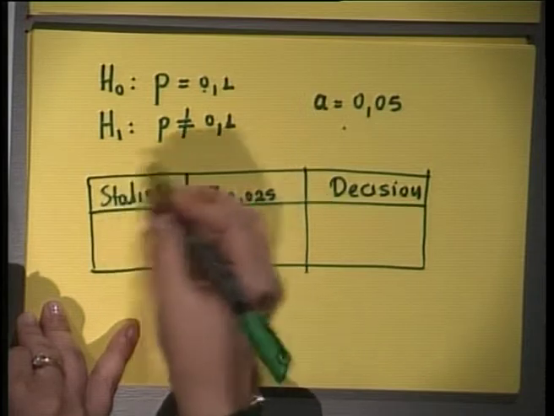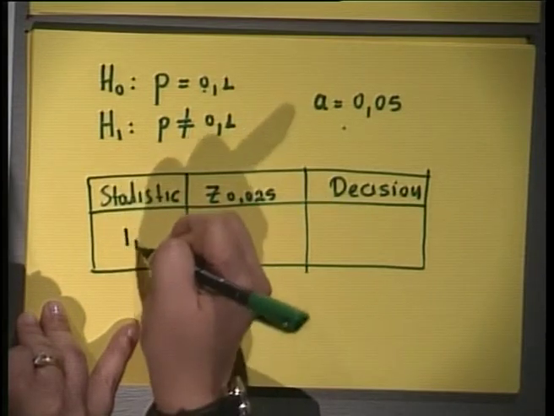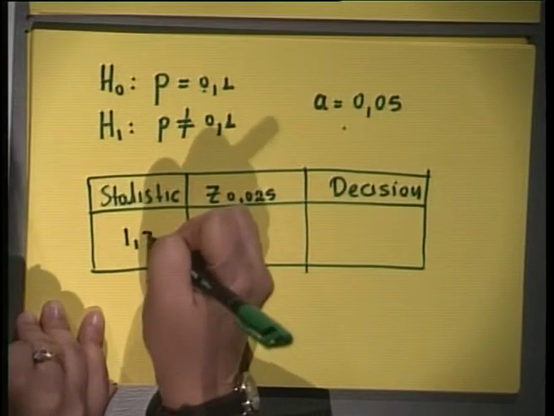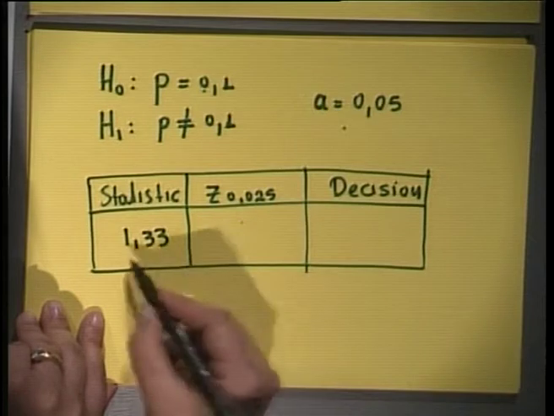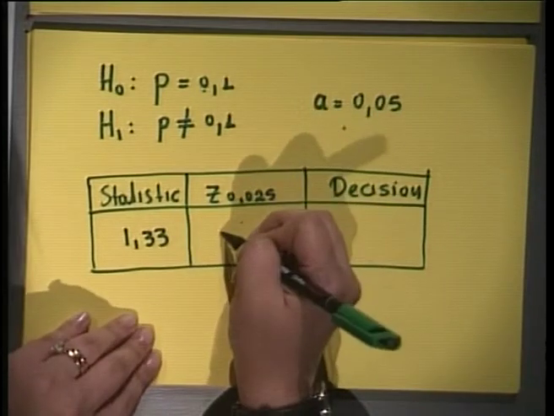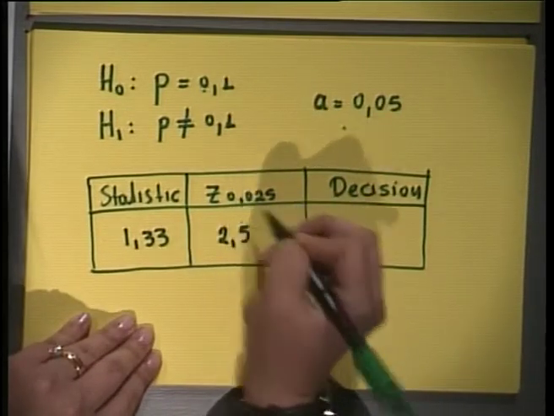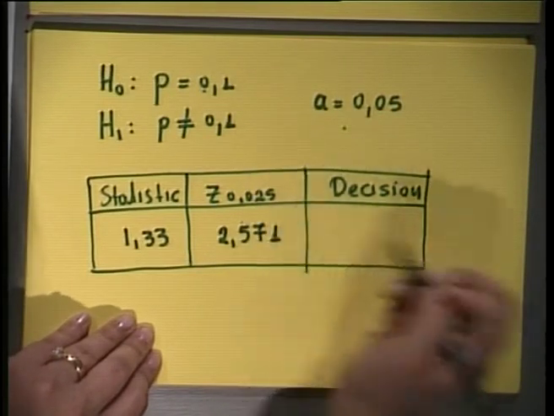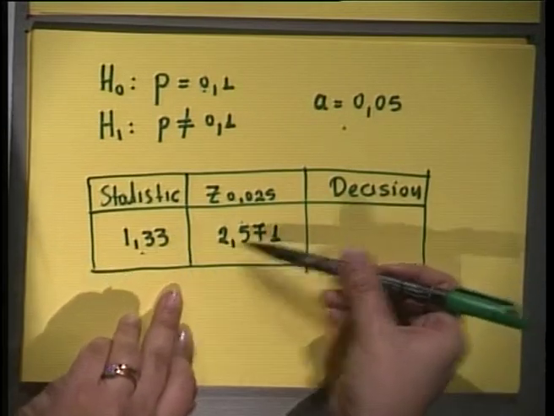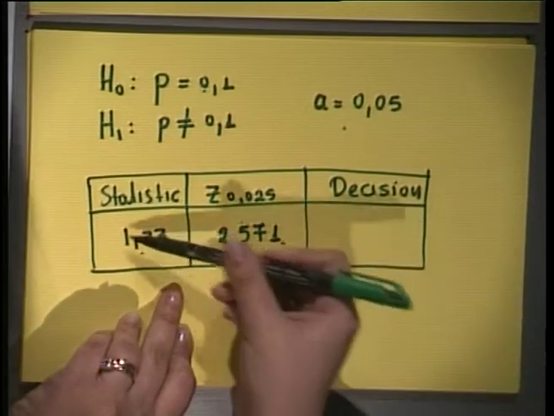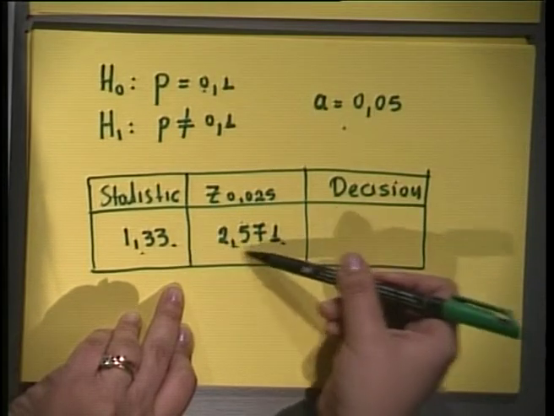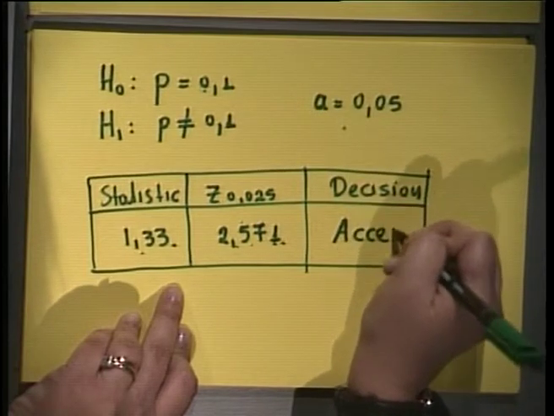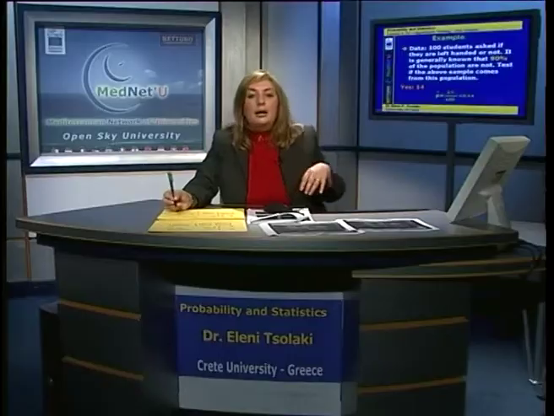The statistic here, we said it's not the estimate in this case, it's slightly different. It's calculated to be 1.33. The point of the distribution we already know from our previous example. And based on these numbers, we see that the absolute value here is less than this, so we accept our null hypothesis.